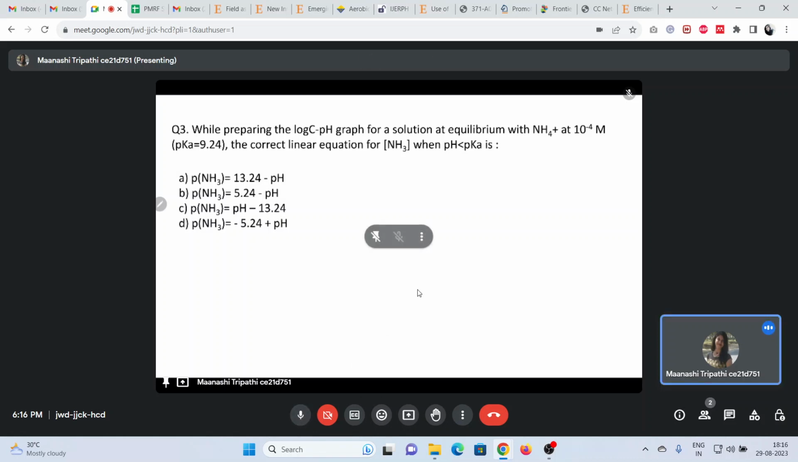While preparing the log C versus pH graph for a solution at equilibrium of ammonium at 10 raised to power minus 4, having pKa 9.24, the correct linear equation for NH3 when pH is less than pKa is. So we are preparing this kind of diagram, log C versus pH. This is saying 10 raised to power minus 4. So let's see, this line is minus 4. This is our CT line, the total concentration line.